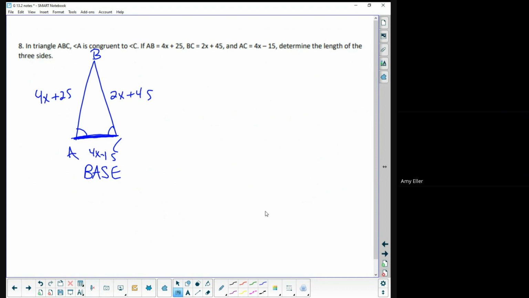Every triangle has three sides. If it's isosceles, it has a base, which I labeled, and two matching legs. That tells me what I'm supposed to do. This side equals this side. I do really nothing with this information. The 4x minus 15, that's just an extra label.